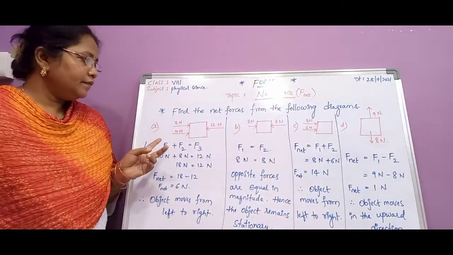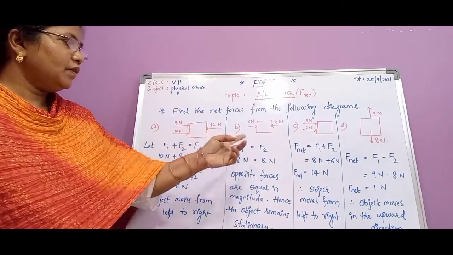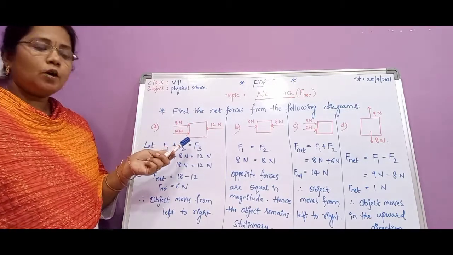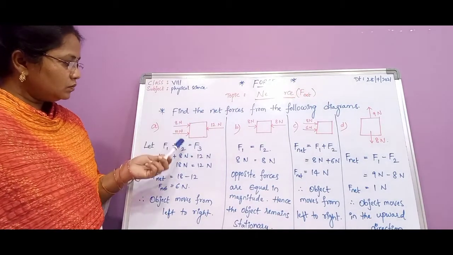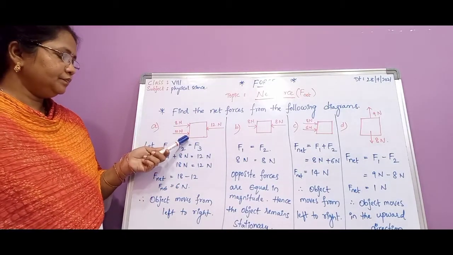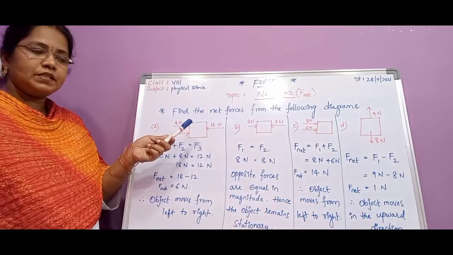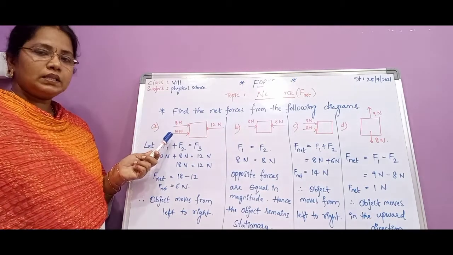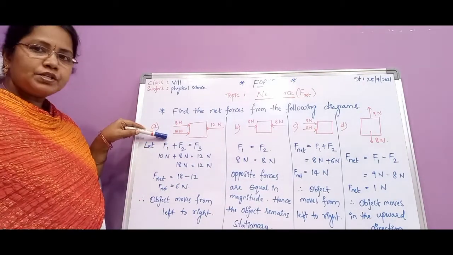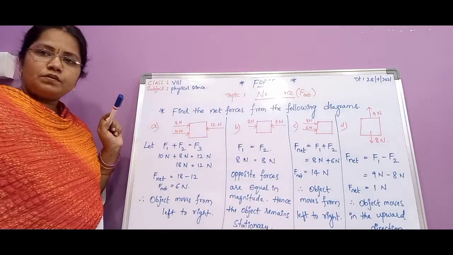So children, I have written some example problems to find out the net forces for all these diagrams. See the first one, I have represented an object here and also different types of forces acting on this object. In case number 1, here 8 newtons of force is acting from left to right. Similarly, 10 newtons of force is also acting in the same direction from left to right on this object. These two forces are in the same direction, and these 12 newtons of force are acting in the opposite direction to the previous ones.